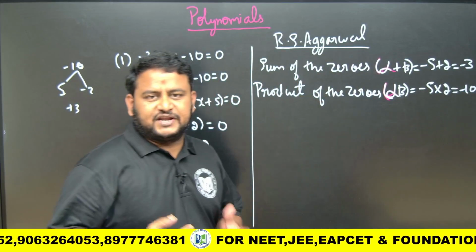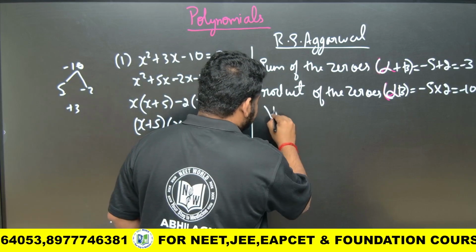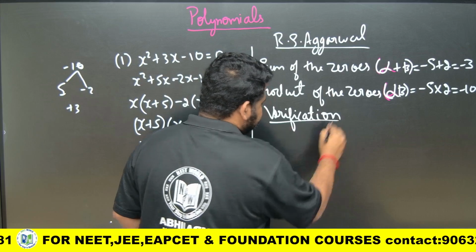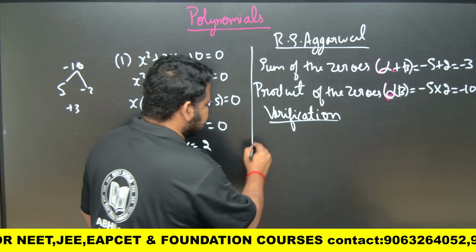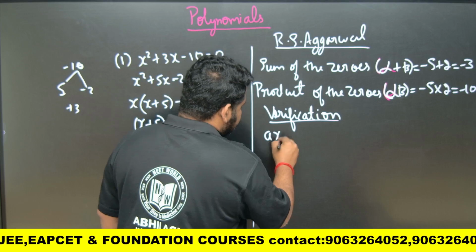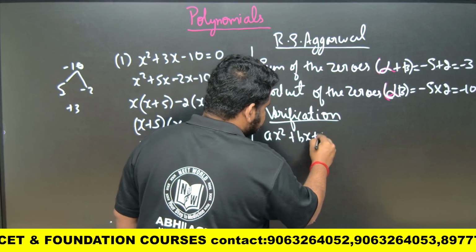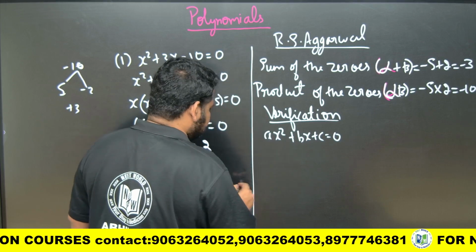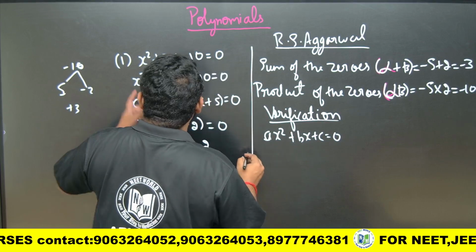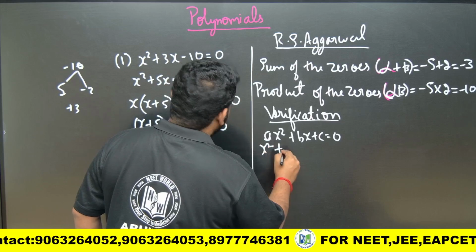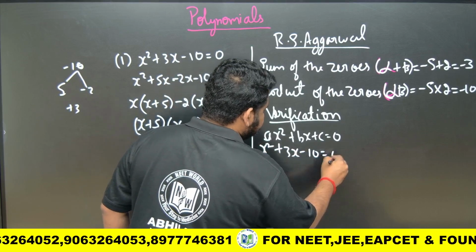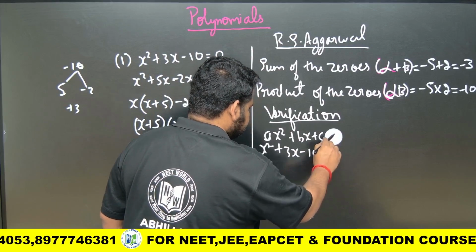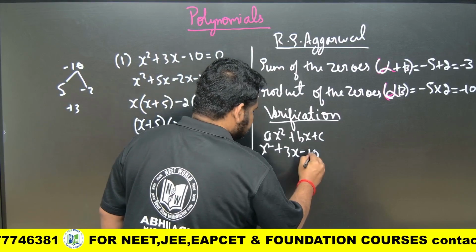So now we have to do verification. Let us write verification here, so that the evaluator will understand that you are verifying it. Now the polynomial is of the form ax square plus bx plus c is equal to 0. Let us write the given polynomial: x square plus 3x minus 10 is equal to 0. Or you can write just the polynomial, it is not required to write equal to 0.